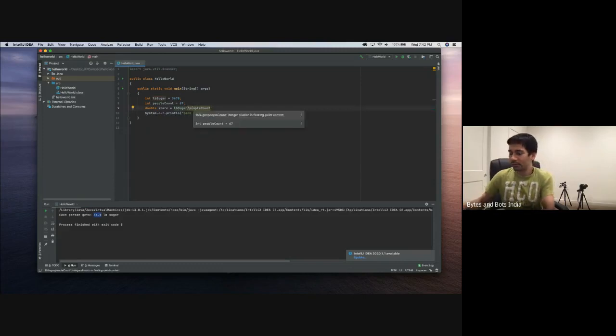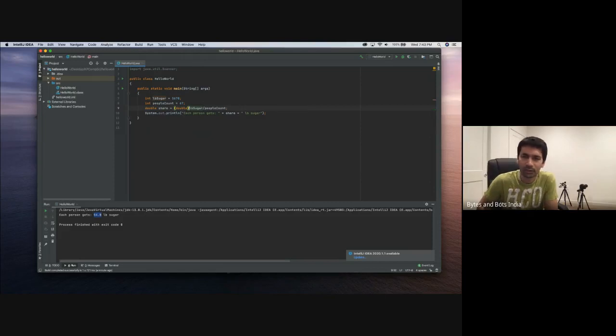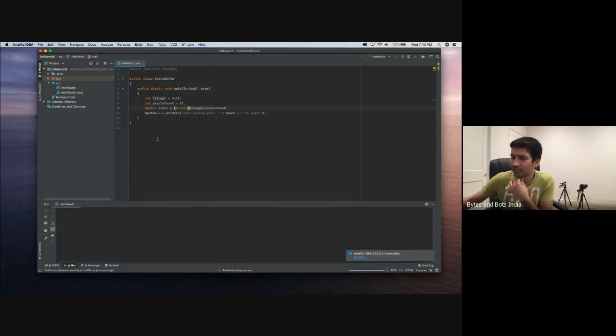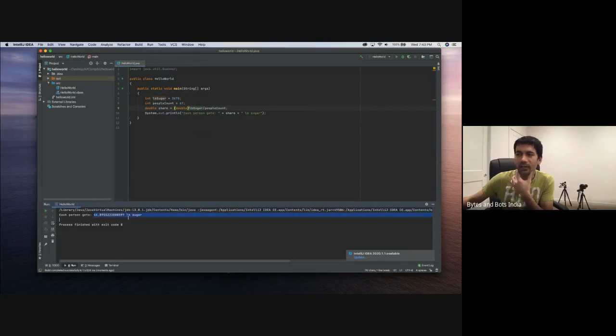So what do we do? There are two ways to fix it. One is you typecast. You tell Java to consider lb of sugar as a double. Don't treat it as an integer. Let's see what happens. Now when we run this, we see that we do get an exact result. So what happened here?